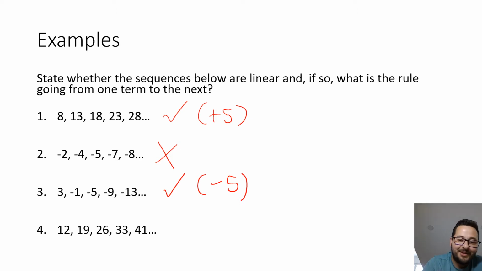And then number 4, we've got 12, 19, 26, 33, 41. Well, it was looking good right until the last one, because all of these are add 7. So it looks like we've got a good pattern, but then the last one is add 8. So it's not quite linear just because of the last one not fitting the pattern.